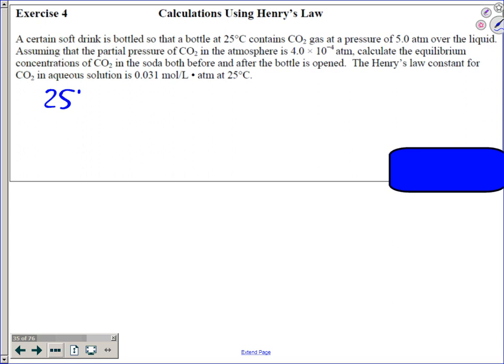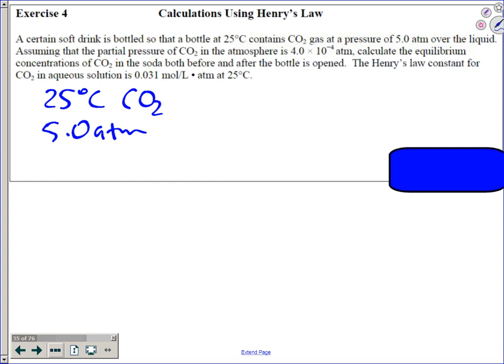Okay, 25 degrees Celsius, and so it's CO2 and what? 5 atmospheres, okay? Assuming the partial pressure of CO2 in the atmosphere, so that's like the air, is 4.0 times 10 to the negative 4 atmospheres, calculate the equilibrium concentrations of the CO2 in the soda bottle before and after the bottle is opened. Henry's law constant of CO2 is 0.031 moles per liter atmospheres at 25 degrees Celsius.